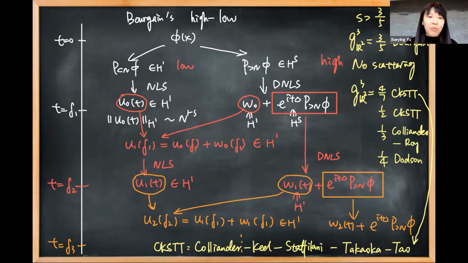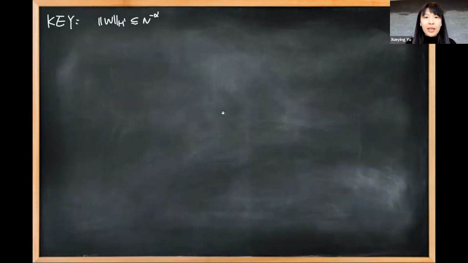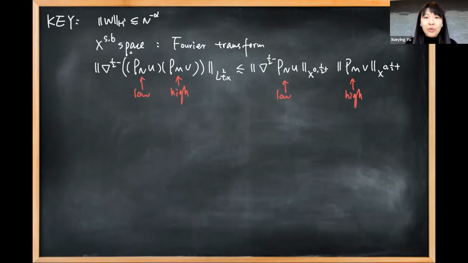I didn't tell you why we could show, or Bourgain could show, the smallness of this Duhamel piece in the energy space. So that is what I want to tell you. So the key ingredient here is that you want to show the H1 norm of this Duhamel piece is very, very small. And what Bourgain used is what you can call XSB space or Bourgain space.